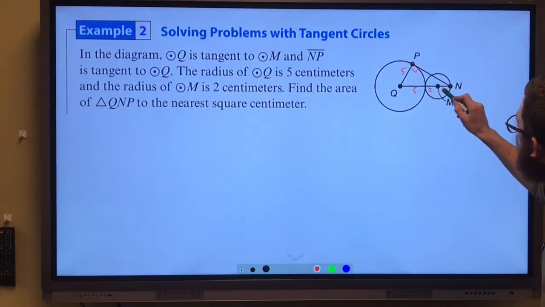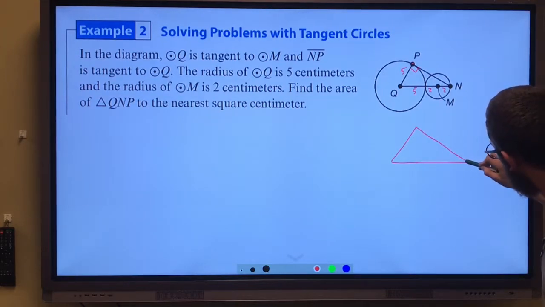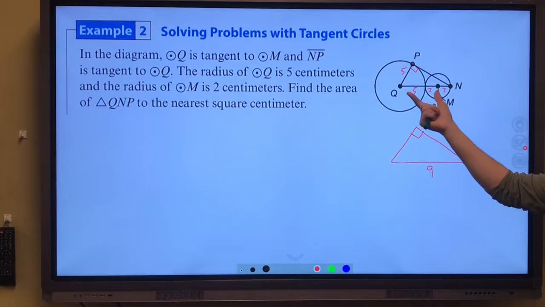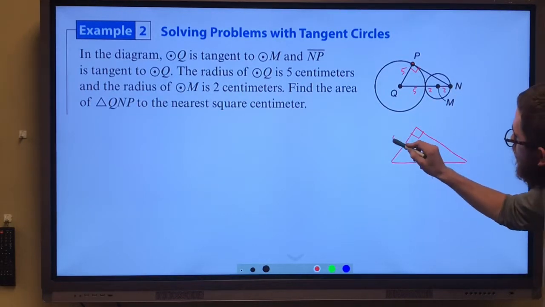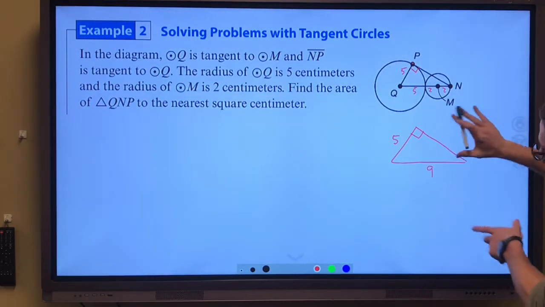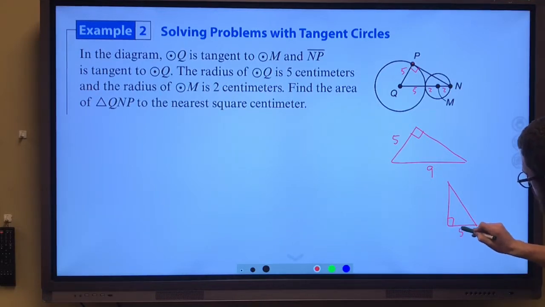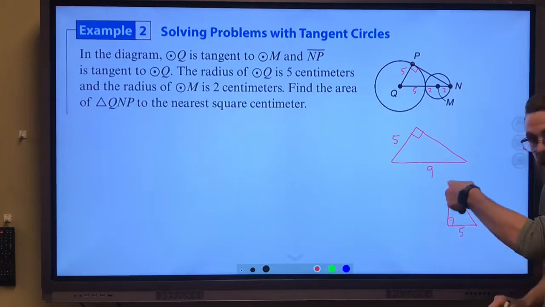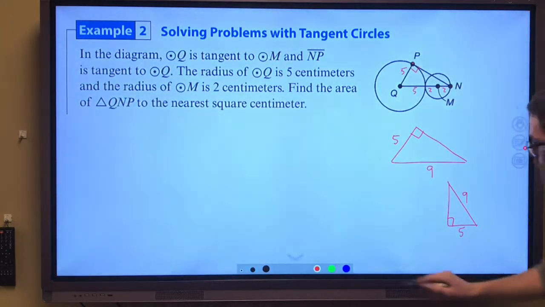So this is a right triangle here. I see the hypotenuse is 9. If I just draw out this right triangle, the hypotenuse must be 9: 5 plus 2 plus 2, the radii plus the radii plus that radius is 9. This is 5. If I rotate this, so I make 5 the base, 9 is the hypotenuse. If I find that third side of my right triangle, I found the height.